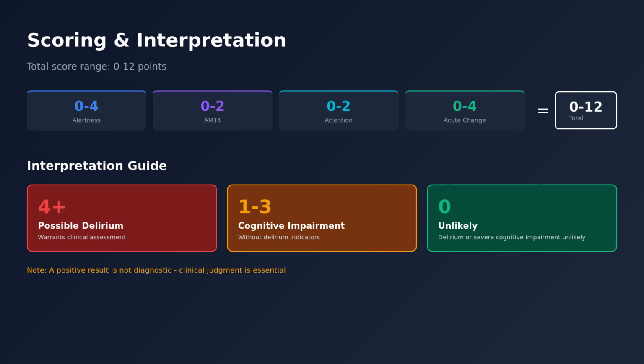Now let's interpret the results. The total score ranges from 0 to 12. A score of 4 or more suggests possible delirium and warrants further clinical assessment. A score of 1 to 3 indicates cognitive impairment without clear delirium indicators. A score of 0 means delirium or severe cognitive impairment is unlikely.